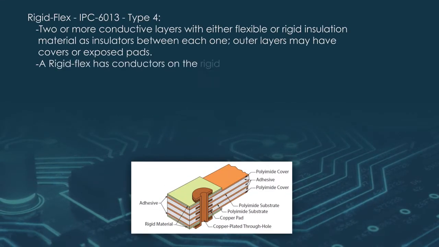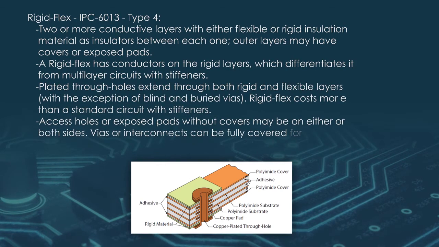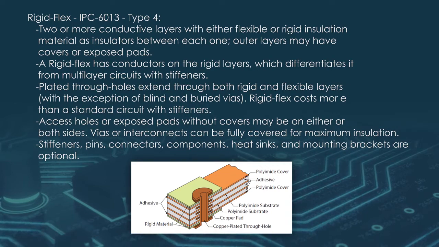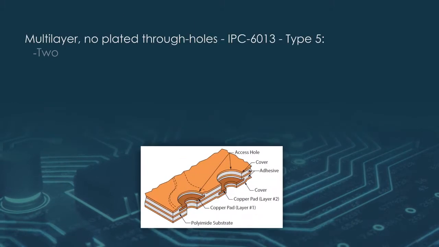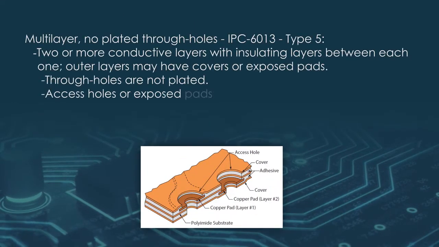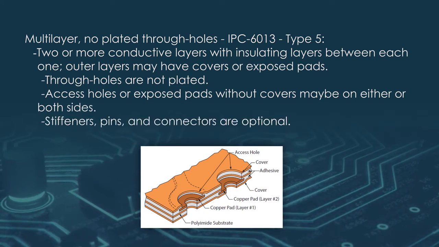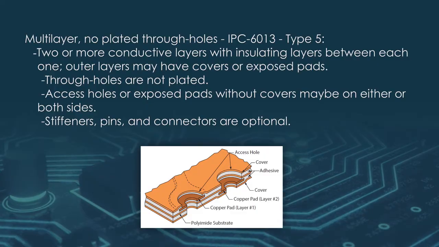Type 4 is a combination of flex and rigid PCB. One or more flex layers, vias, through-hole or SMD components can be included. And Type 5 is two or more conductive layers, vias allowed but not plated through. Vias can be accessed from any layer with exposed openings in all layers.